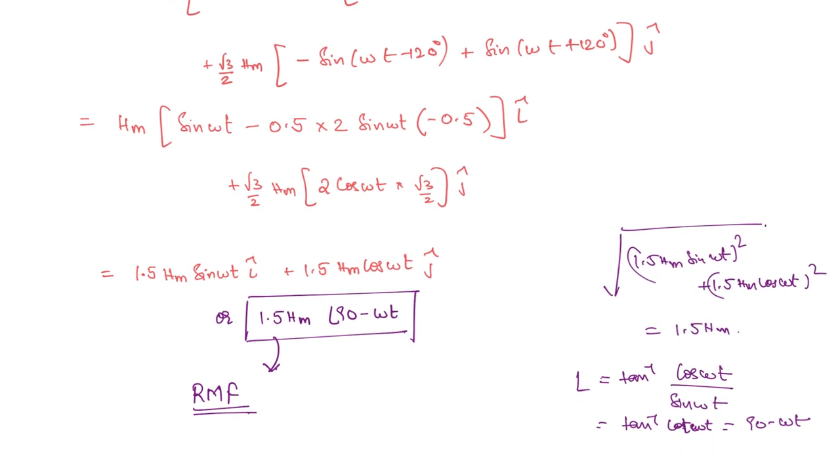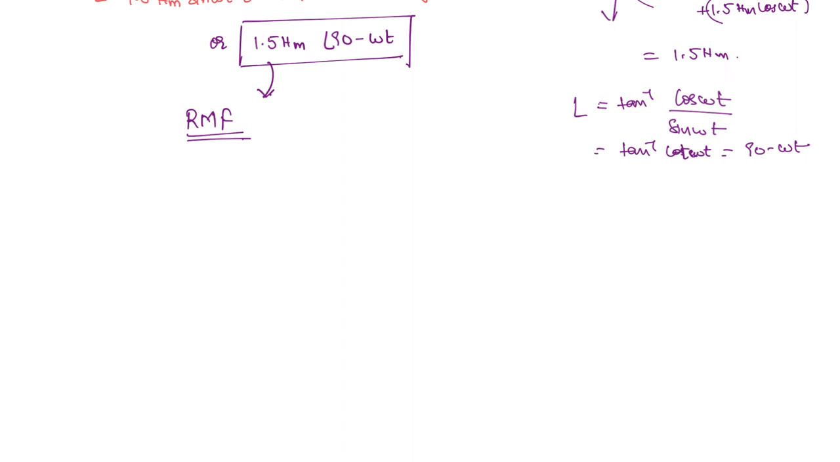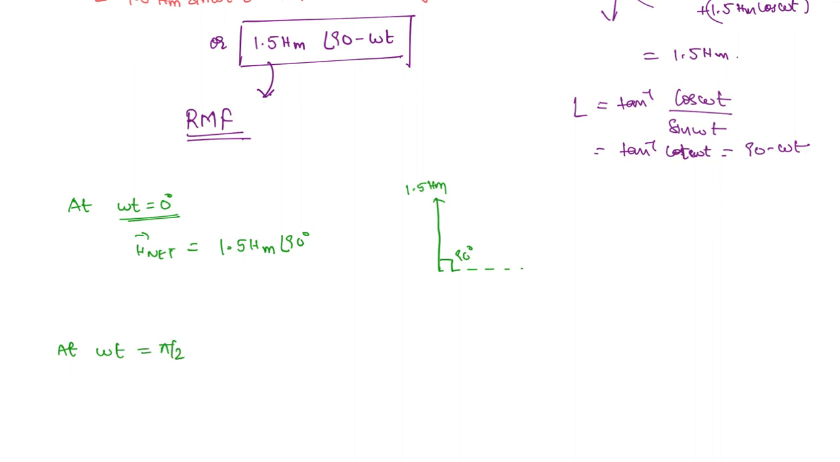If you substitute various values of time, then you will understand better. Consider the time t equal to 0, or omega t equal to 0 degrees. Then what will be the magnetic field? Just substitute omega t equal to 0. You are going to get 1.5 Hm angle 90 degrees. So that means it will be at 90 degrees with a magnitude of 1.5 Hm. Now what about at pi by 2? When t is equal to pi by 2 omega, at this time instant, H net is going to have 1.5 Hm as it is. 90 minus 90 will be 0 degrees. So it will now be in this direction. So 1.5 Hm, angle 0.